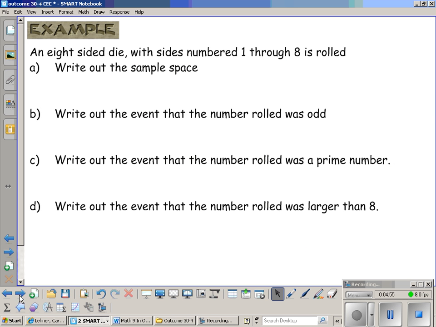So let's see if we can take those definitions and put them into a question. An 8-sided die with sides numbered 1 through 8 is rolled. Write out the sample space. So we've got an 8-sided die, and it's got the numbers 1 through 8. So the sample space is simply listing all of the possible numbers that could turn up.